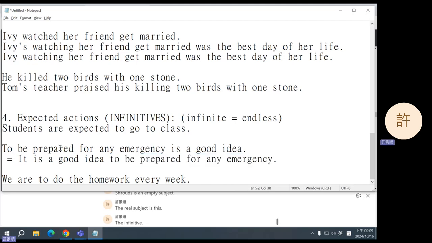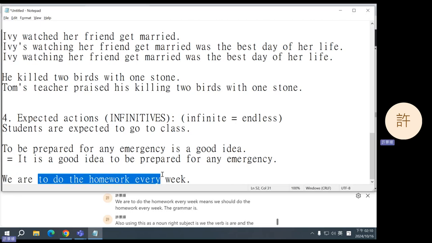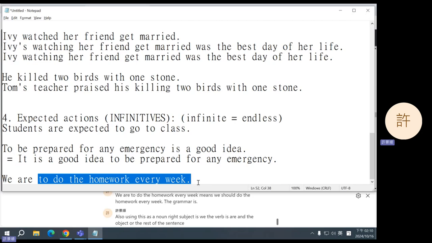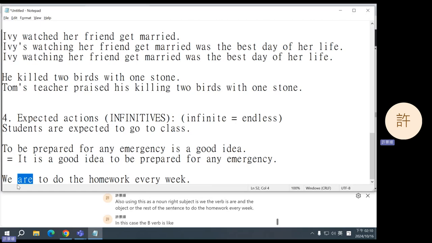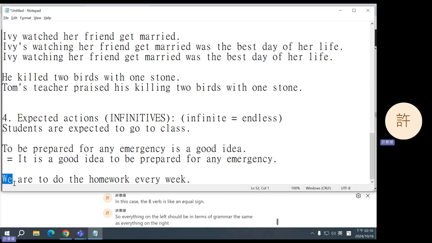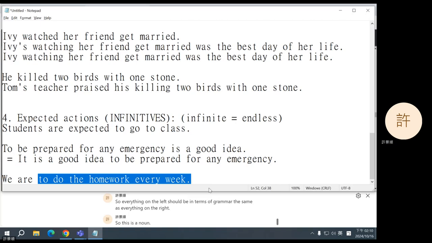And then one more example. We are to do the homework every week means we should do the homework every week. The grammar is also using this as a noun, right? Subject is we, the verb is are, and the object or the rest of the sentence is to do the homework every week. In this case, the be verb is like an equal sign, so everything on the left should be, in terms of grammar, the same as everything on the right. So this is a noun. This is a noun.